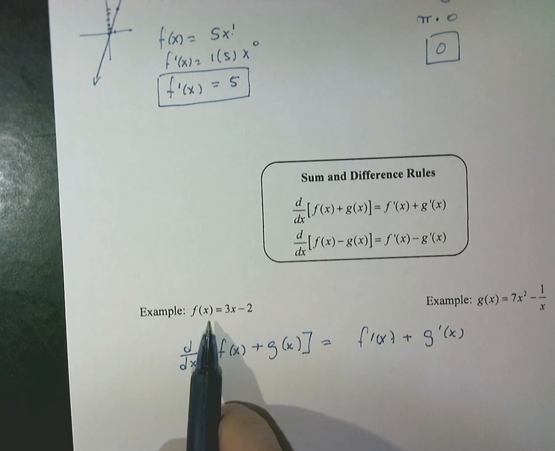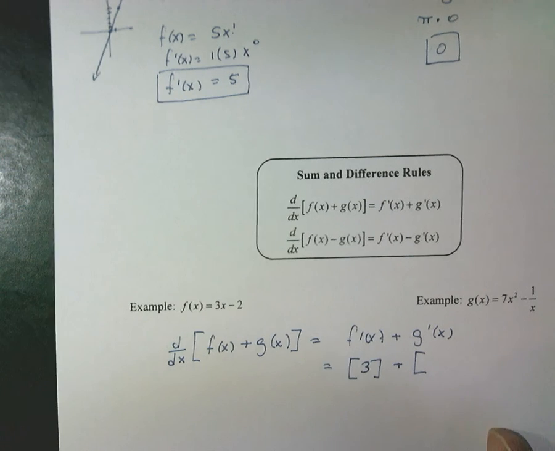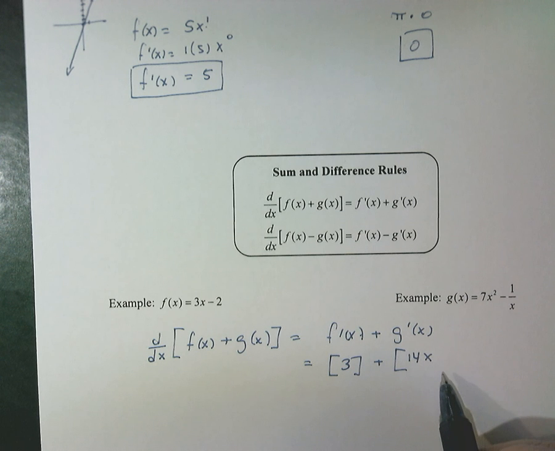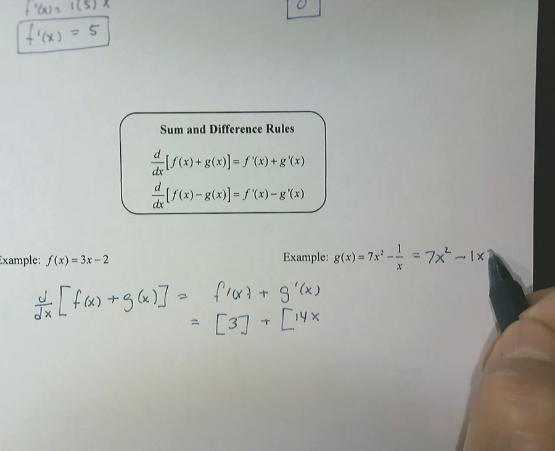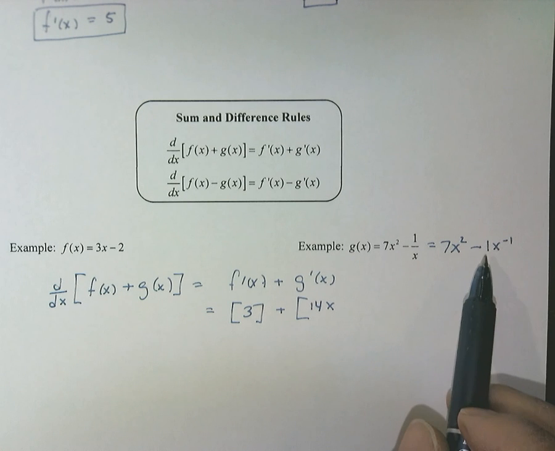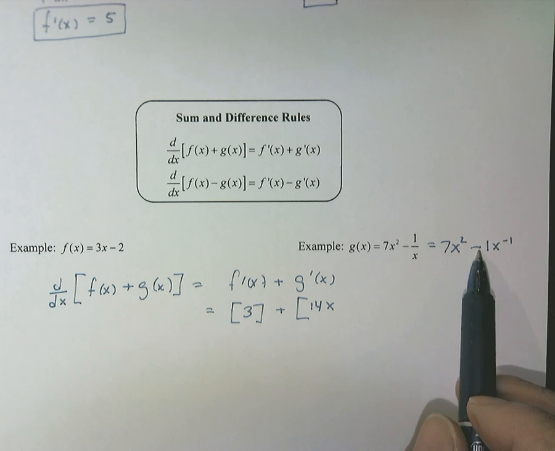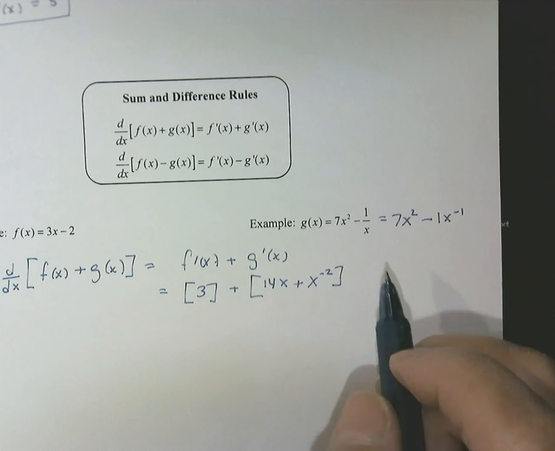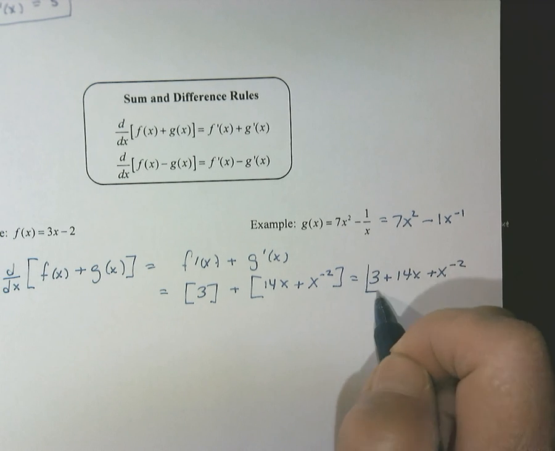So f prime of x is going to be 3. g prime of x, 2 times 7 is 14. Subtract 1 from the x squared, I get x. I'm going to rewrite this, and I should have done that before I started. 7x squared minus 1x to the negative first power. So the derivative of this part here, negative 1x to the negative 1, I'm going to bring down the negative 1, multiply by this negative 1, so I get plus x to the negative 2. If I wanted to clean this up, I would just write 3 plus 14x plus x to the negative 2 power.